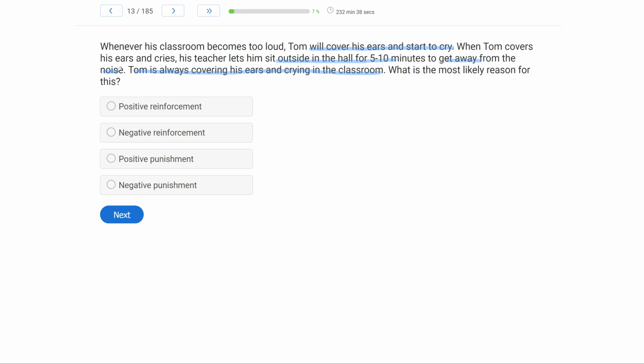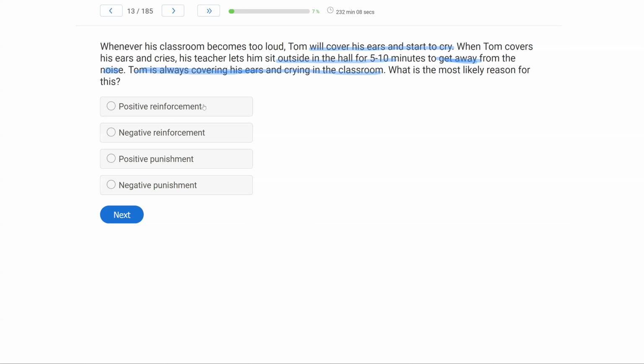Escape and avoidance are most often linked to negative reinforcement. By covering his ears and starting to cry, Tom gets to escape and remove that noise. The consequence is the noise is gone, or you could say Tom is out of the classroom, but we know at least he escapes the noise. As a result, he continues that behavior. So Tom is being reinforced through escape, which means the consequence is likely what?